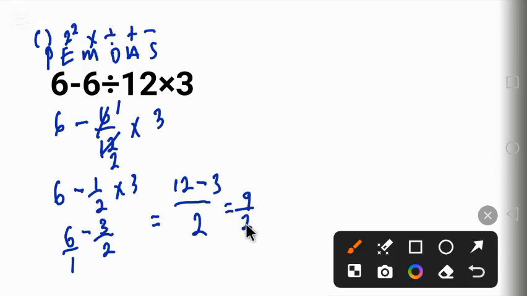And 9 over 2, 2 can go in 9 4 times. So 4 whole number, remainder 1 there, 1 over 2. This is the correct answer.